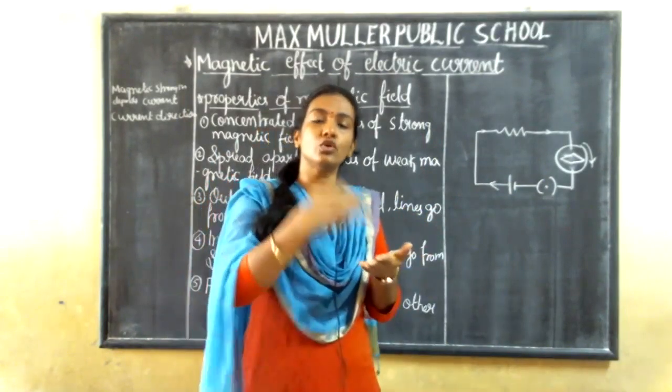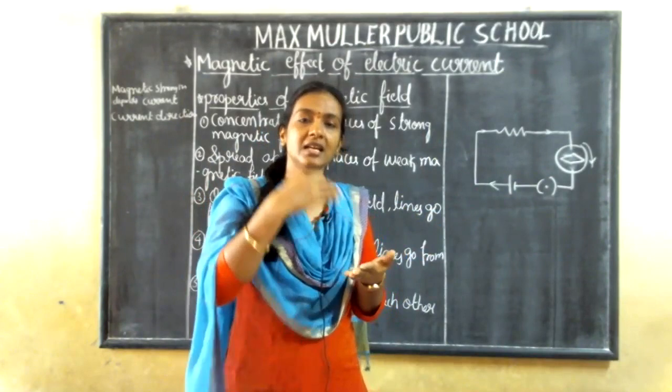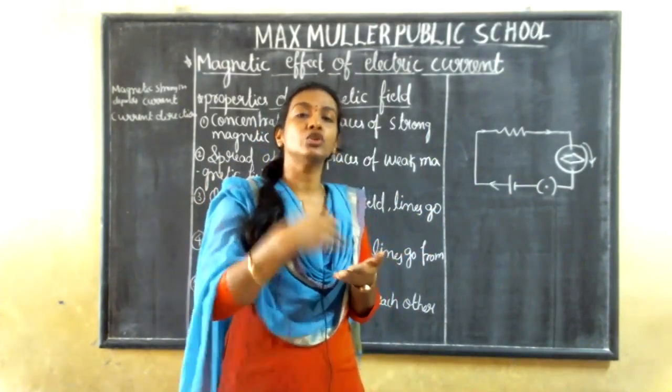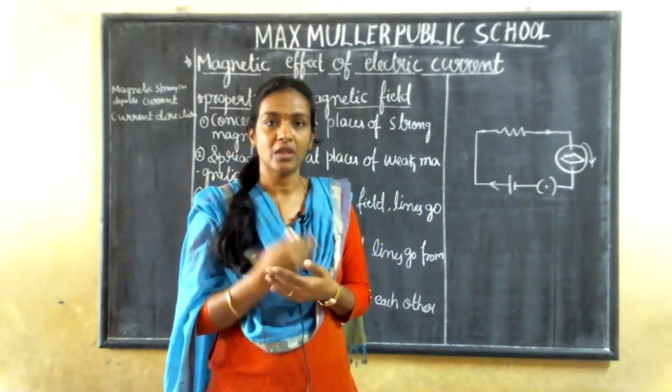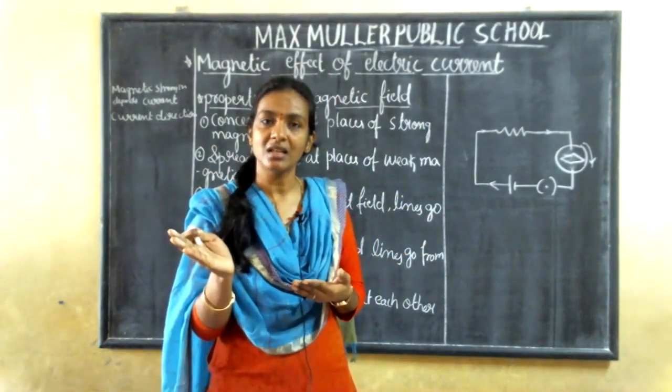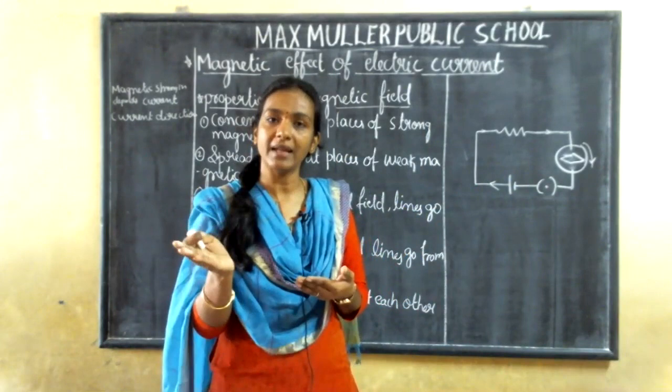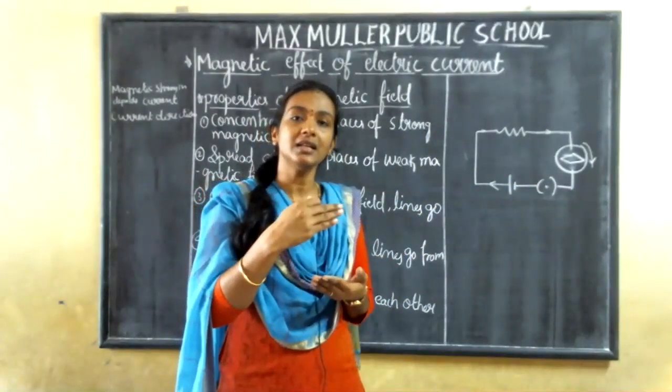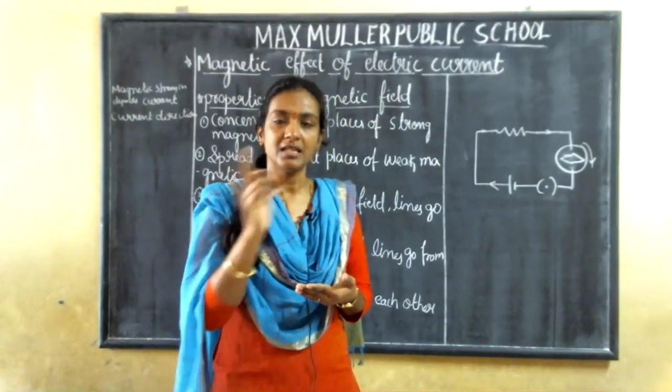How much current you apply in a circuit, that much magnetic strength you are going to get. So low current, low magnetic strength, and more current, more magnetic strength. This is the first point.